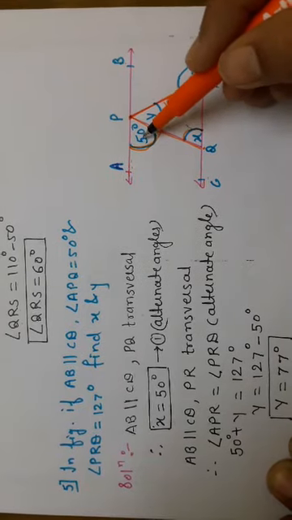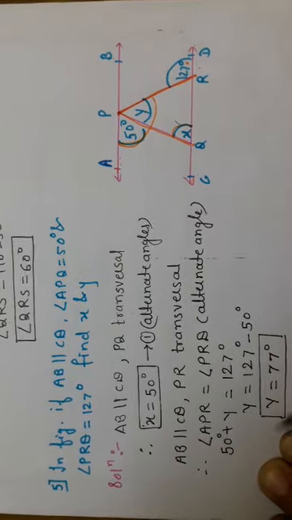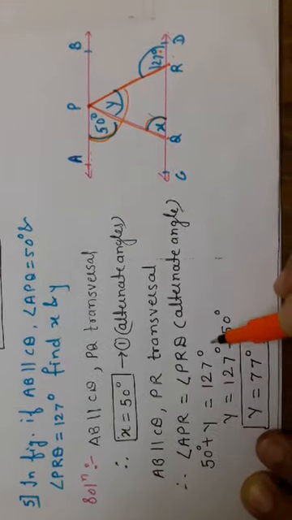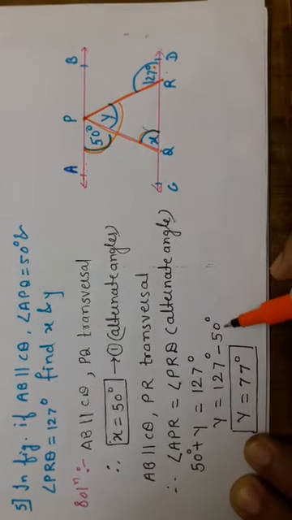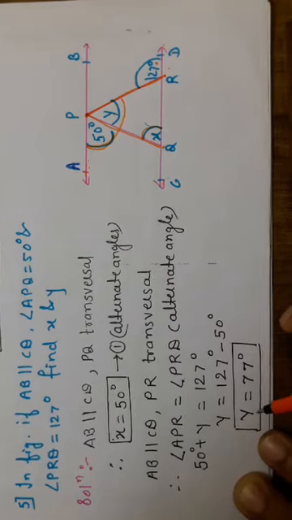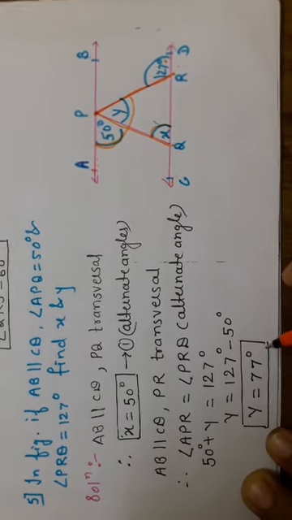APR is made by 50 degree plus y. That's why 50 degree plus y is equal to 127 degree. That is, y is equal to 127 degree minus 50 degree, which means the value of y we got here is 77 degree.